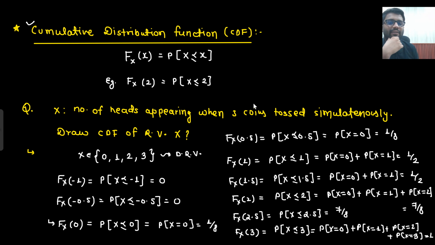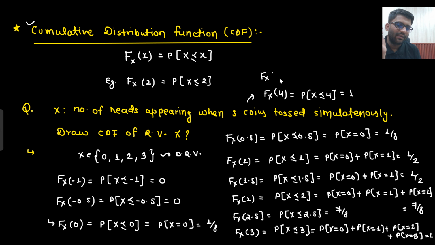If I ask you what will be Fx of 4 for this particular question, so probability of random variable X taking values lesser than equals to 4. So it can take 0 as well, it can take 1, 2 as well, it can take 3 as well. 0, 1, 2, 3, everything it can take. That means again the probability will be 1. Fx of 5 will be 1.